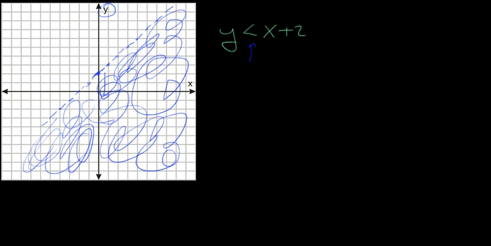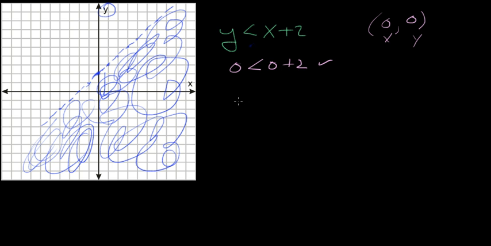And finally, I'm going to test this and see. The easiest point I know to test is 0, 0. So let's put the point 0, 0, this is x, and this is y, of course, into this inequality and see if it makes it a true statement. Is 0 less than 0 plus 2? Well, I would say that's a pretty good yes, it is. And so that's how you graph.